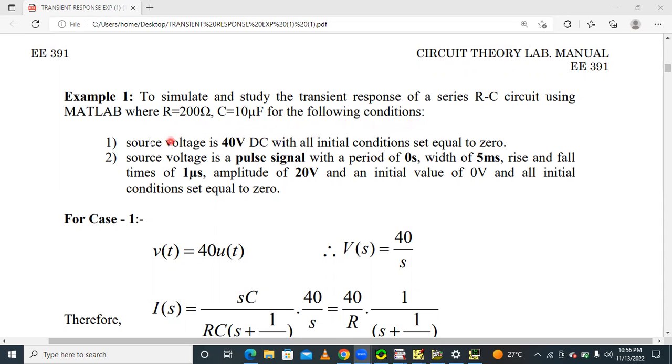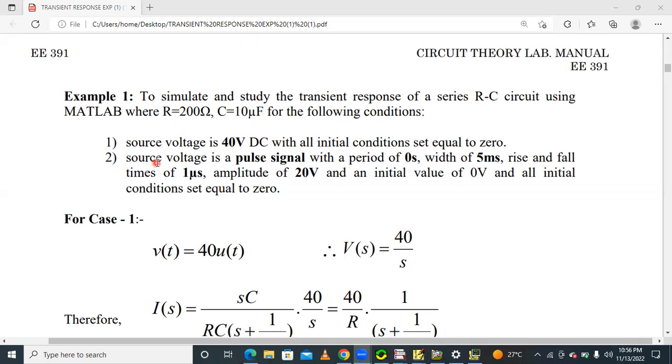The first condition: source voltage is 40 volts DC with all initial conditions set to 0. Initial conditions means the voltage across the capacitor, V of 0, is equal to 0, and the voltage source is 40 volts. This is case 1.